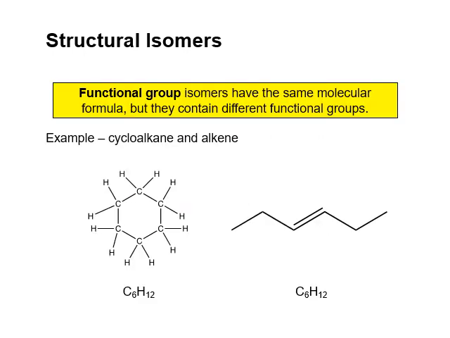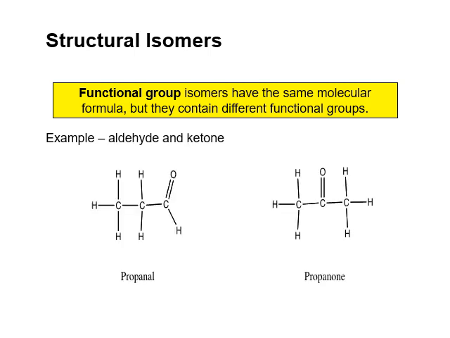The final type was functional group isomers. These have the same molecular formula, but they contain different functional groups. So one classic example is cycloalkanes and alkenes. So if you look at cyclohexane there and hexene, they've got the same number of carbons, same number of hydrogens, but a different functional group. The one on the left doesn't really have one. The one on the right has the carbon-carbon double bond as its functional group. So same number of each type of atom, but a different functional group. They are functional group isomers.